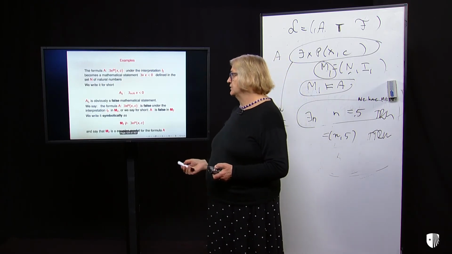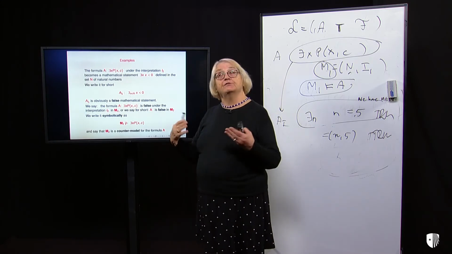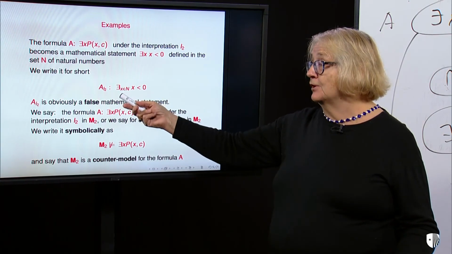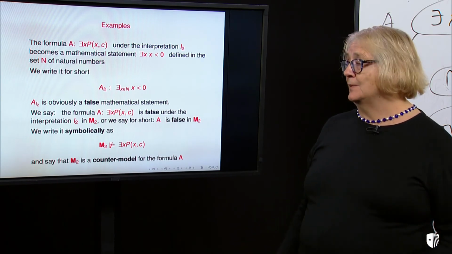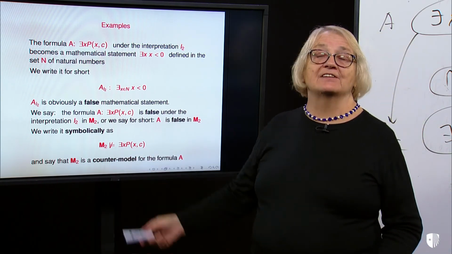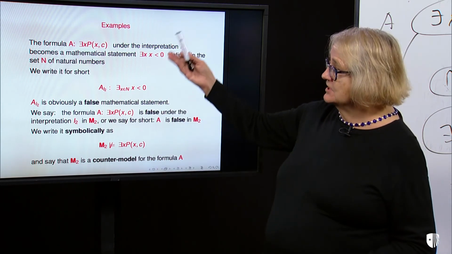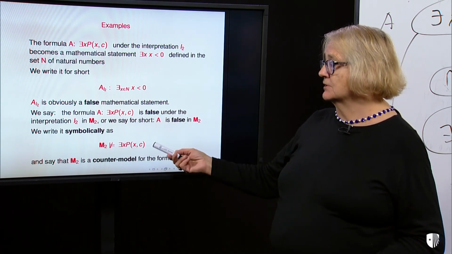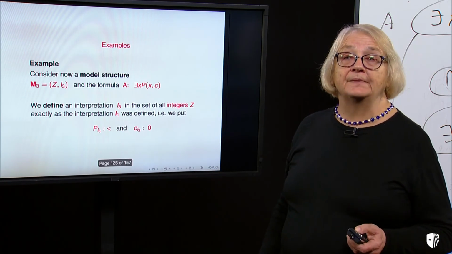If you have another interpretation where we got a false statement, because "there is a natural number less than 0" is a false statement, then we say that that structure does not satisfy the formula. M2 does not satisfy that formula, and it's called a contramodel.